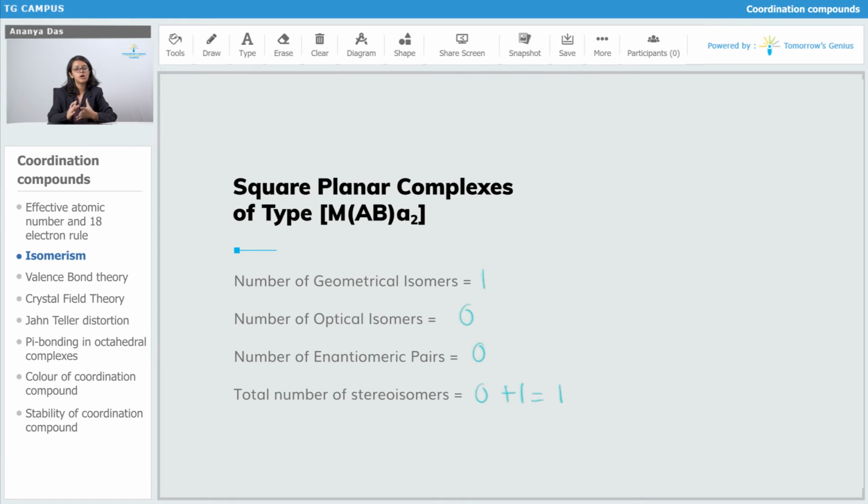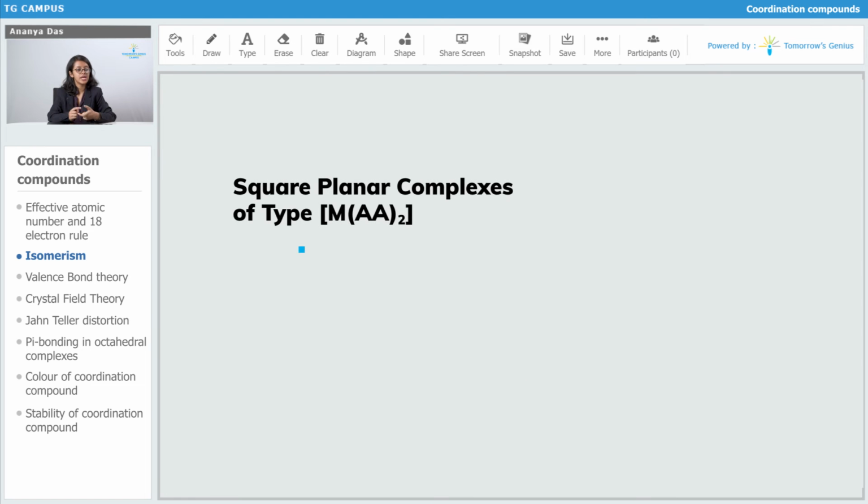Next we go on to another square planar complex. The next square planar complex is MAA2. Again we have AA2, so a didentate ligand is present twice. So coordination number 4 is satisfied on its own, we do not need any different kind of unidentate ligand. And again you can put the AA in the same trans pair because you get 2 rings. So you get this possible pair and only this possible pair. A is trans to A is trans to A.